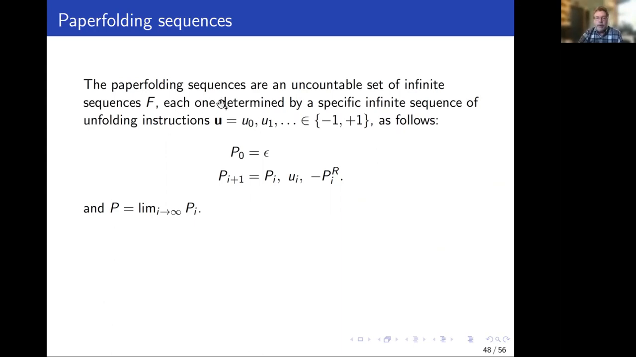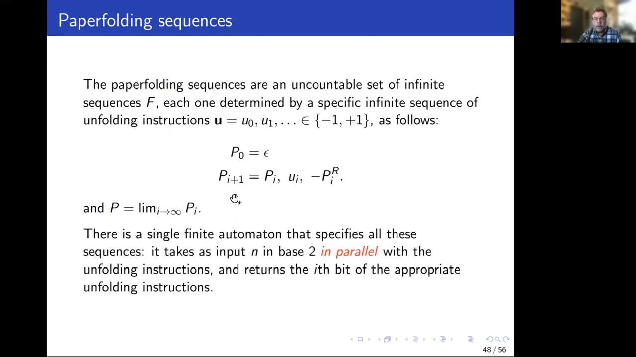So the paper folding sequences are an uncountable set of infinite sequences, each one determined by a specific infinite sequence of unfolding instructions. And the unfolding instructions are U0, U1, and so forth. We start with the empty word, and we take the ith paper folding word, we stick in the unfolding instruction, and then we negate and reverse the previous paper folding sequence. And the limit is the paper folding sequence with these unfolding instructions.